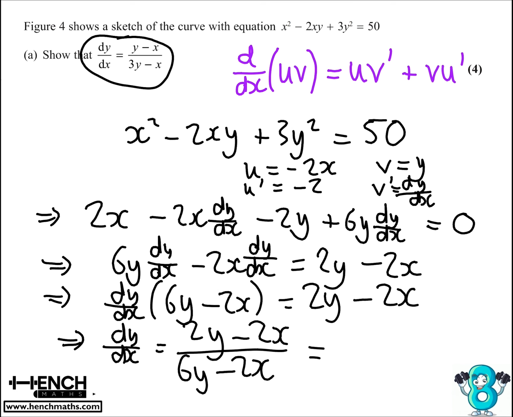Now we've got fractions with a common factor of 2, so I can divide everything by 2, and we get y subtract x, all divided by 3y subtract x. Now if we double check, that is what we wanted. So happy days, we have completed part A.